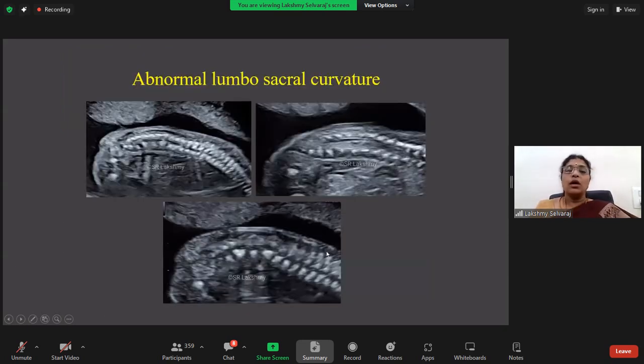So now we'll go to all these case scenarios. In all these cases, you know that there is an abnormal lumbosacral curvature. So obviously, this spine has to be evaluated in a detailed fashion to know whether there is the presence of sacrum, and whenever we think about sacrum, the conus and the perianal muscle complex will come as a triad. And you also see vertebral abnormalities here.